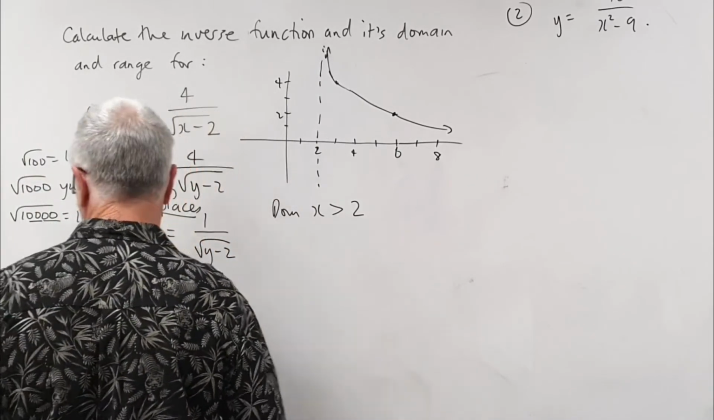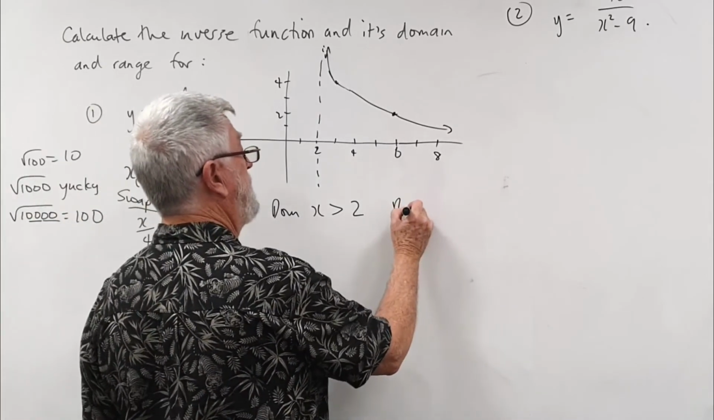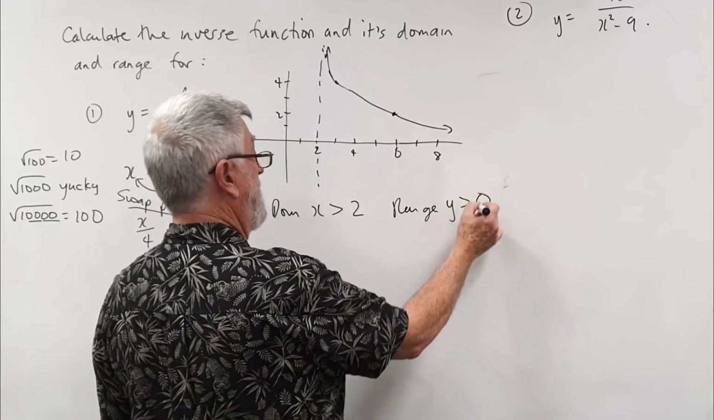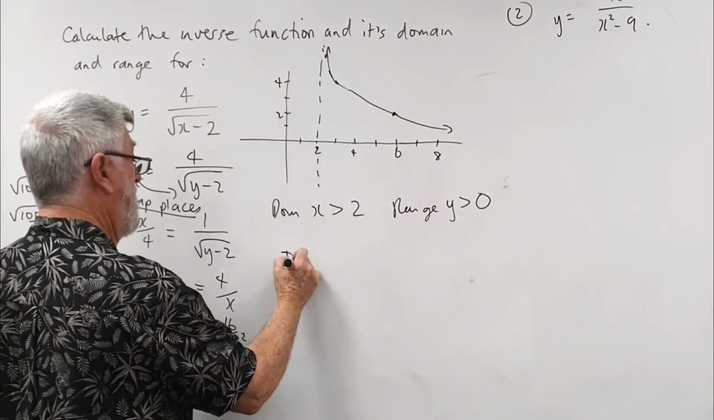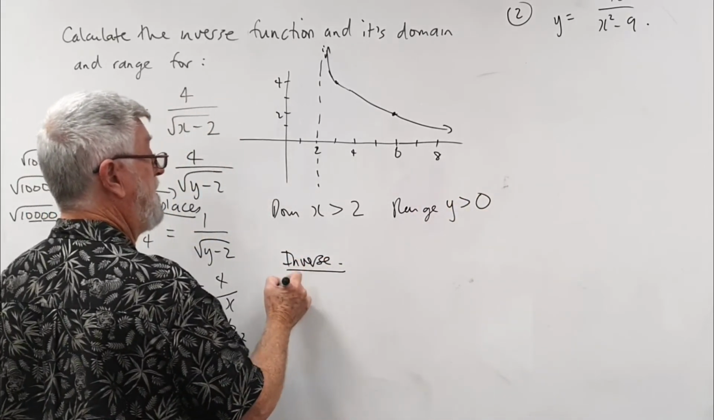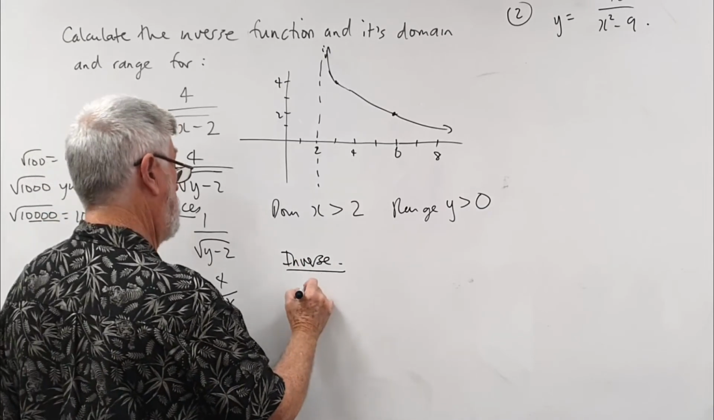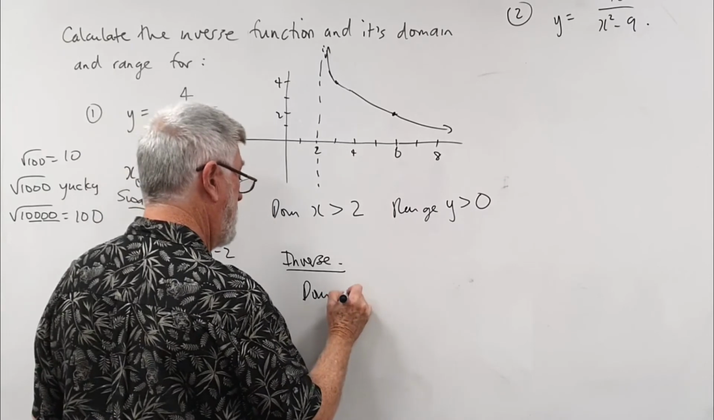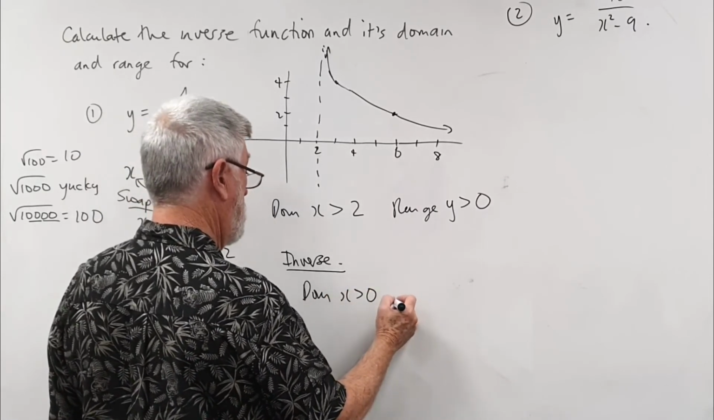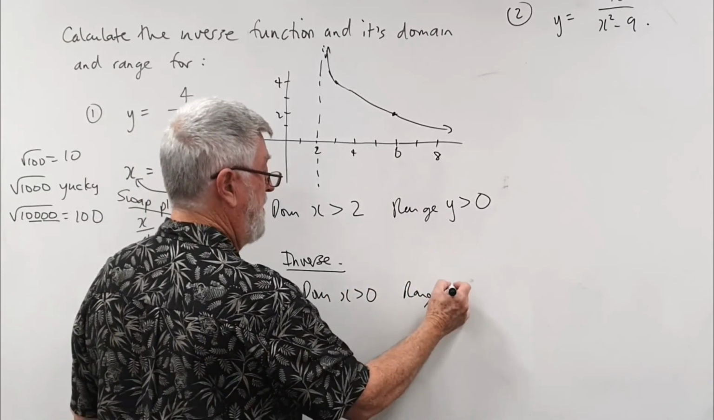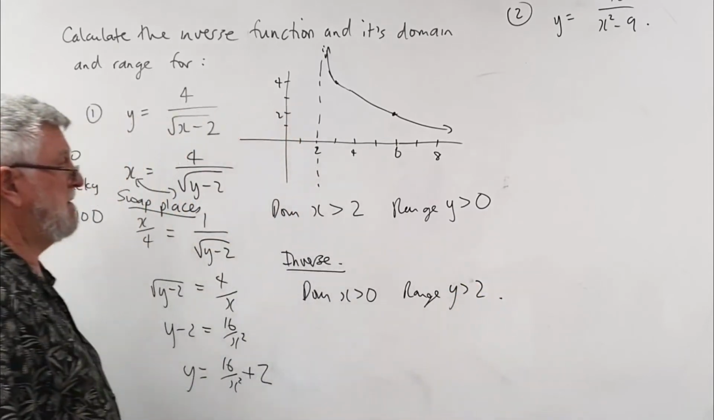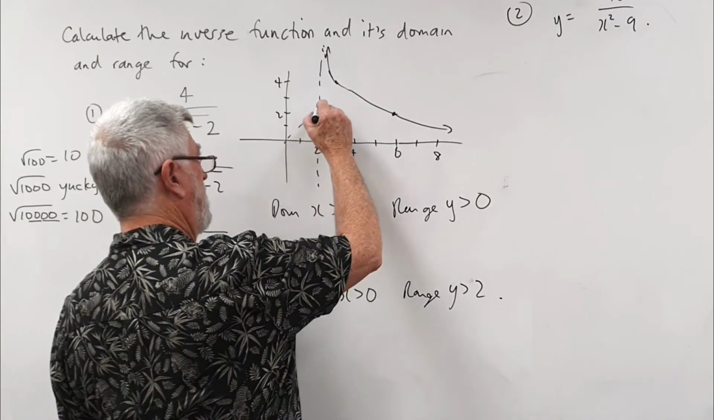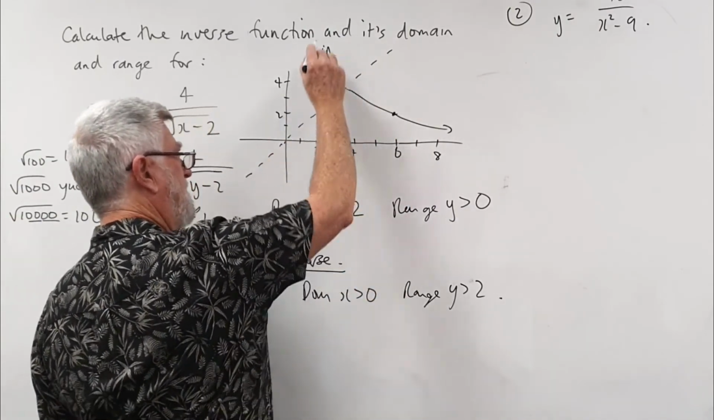So what do we say the range is? Y is greater than 0. And then you flip them around. So for the inverse, we now have the domain is x greater than 0. Y greater than 2. You're just swapping places. How would you draw the graph? Put a line through at 45 degrees. Rough graph though.